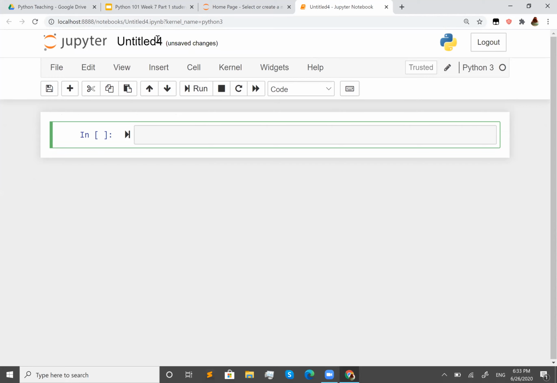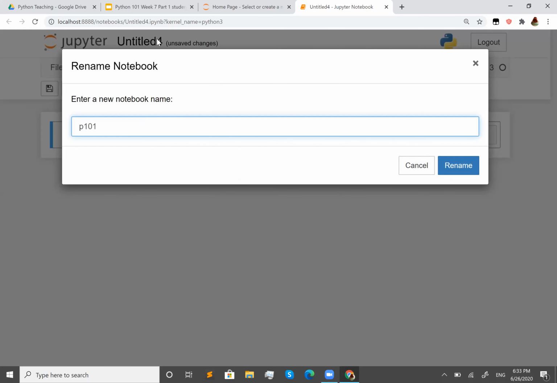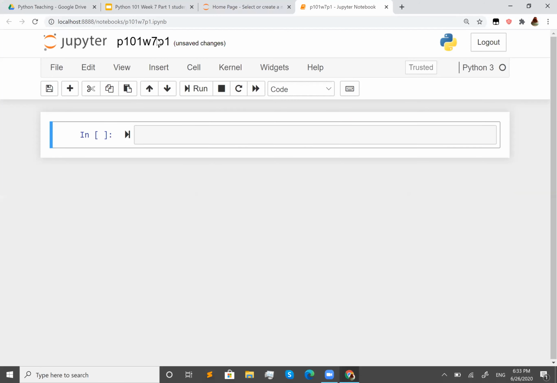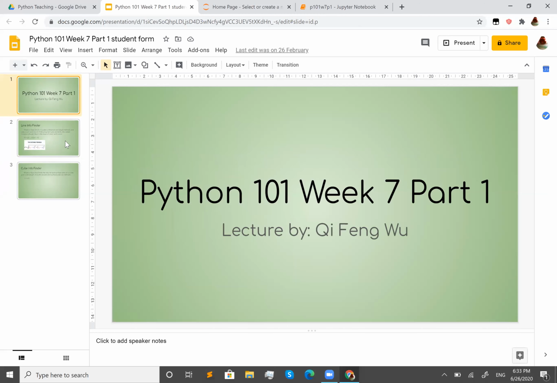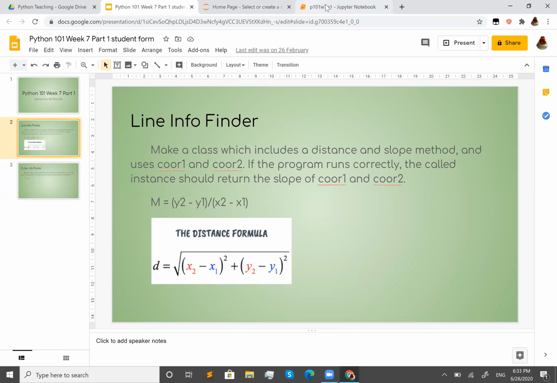So I'm gonna name it P101 week 7 part 1. Rename it. All right. What are we learning about today? Oh yeah, it's okay. So we're just doing some problems. Today is week 7, part 1, and we're doing the line info finder. So that's gonna be our first problem. So you can read it. I'll give you a minute or two to read it.